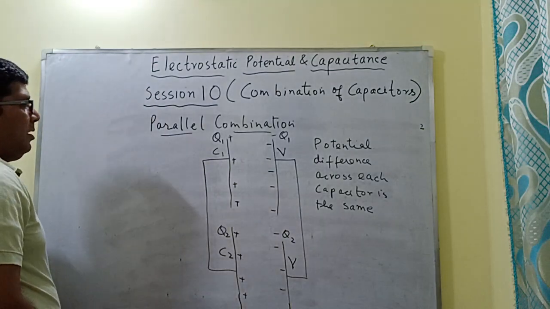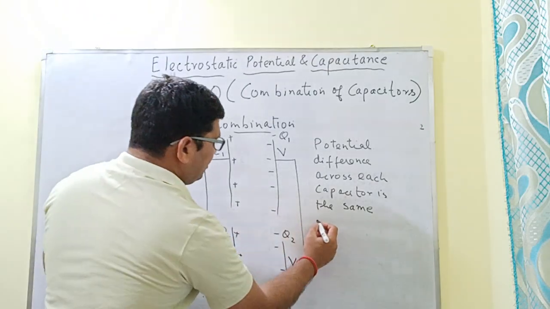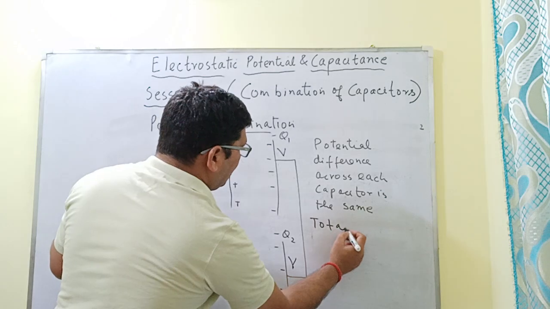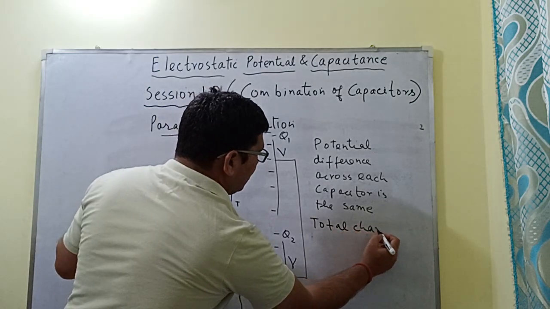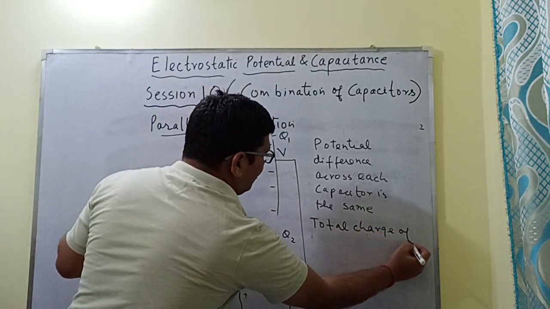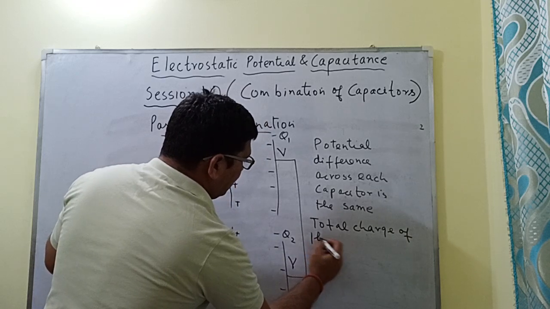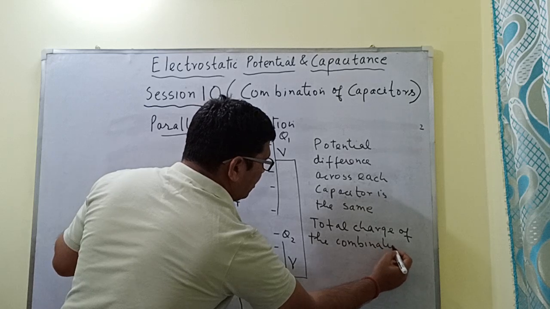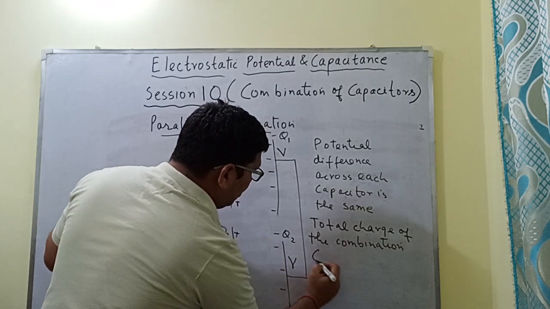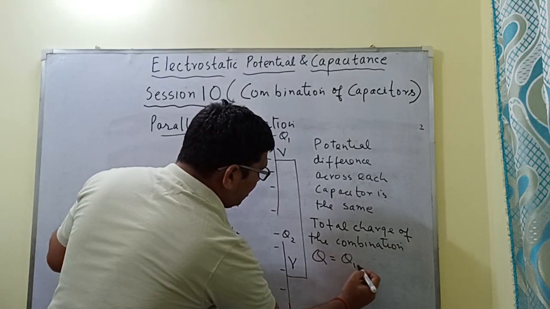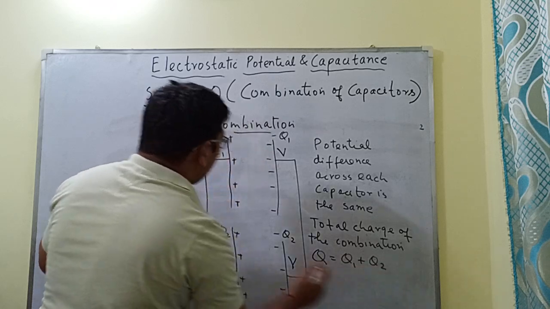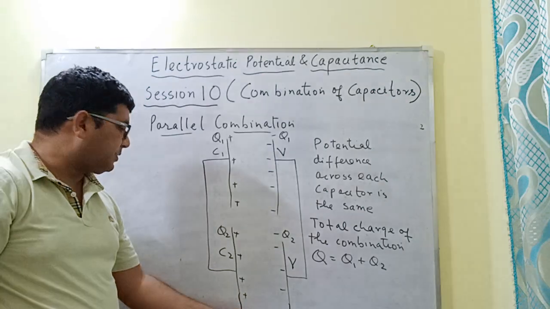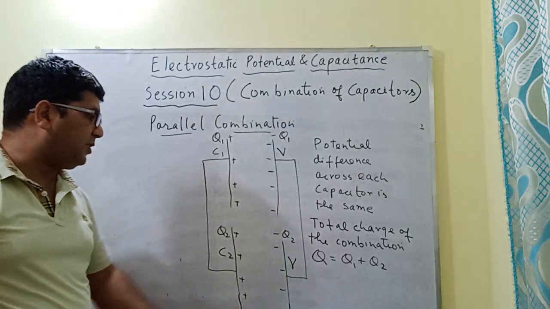ठीक है, अच्छा, now second thing क्या है, total charge of the combination, say Q, will be equal to Q1 plus Q2. यहाँ पे मैंने इस कैपेसिटर के ऊपर जो चार्ज लिया वो Q1 लिया हुआ है, and इस कैपेसिटर के ऊपर जो चार्ज है वो Q2 लिया हुआ है.